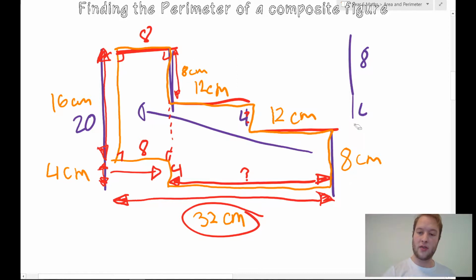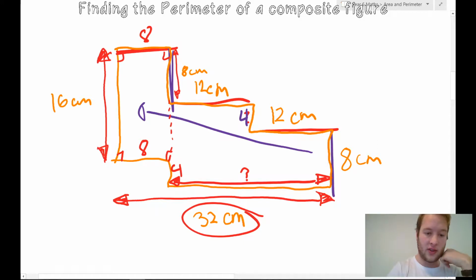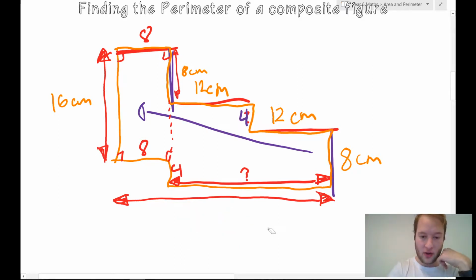So let's cross out any numbers that we don't need. We don't need this 20, because that was just 16 plus 4. I'm going to rub out this 4, because all that 4 was showing me was that it was here. I don't need this 32 anymore.